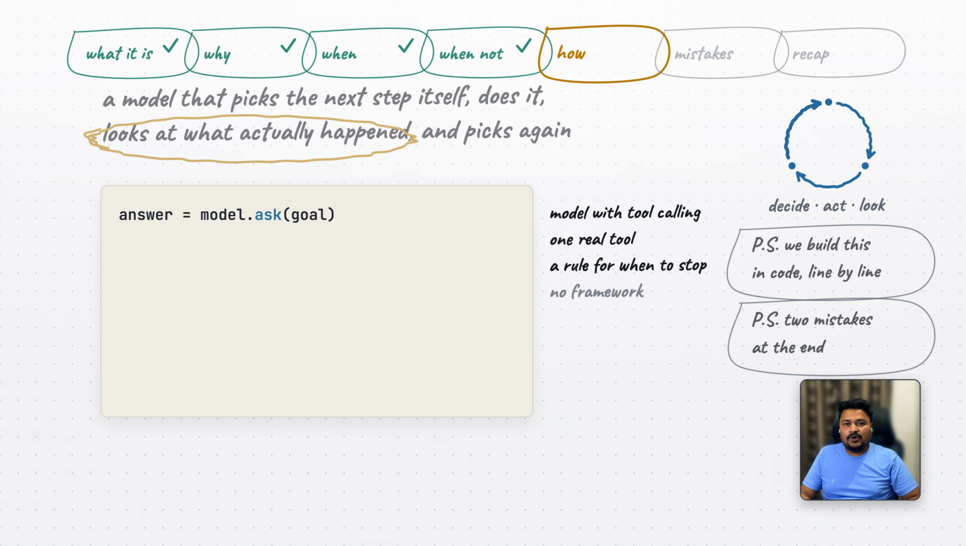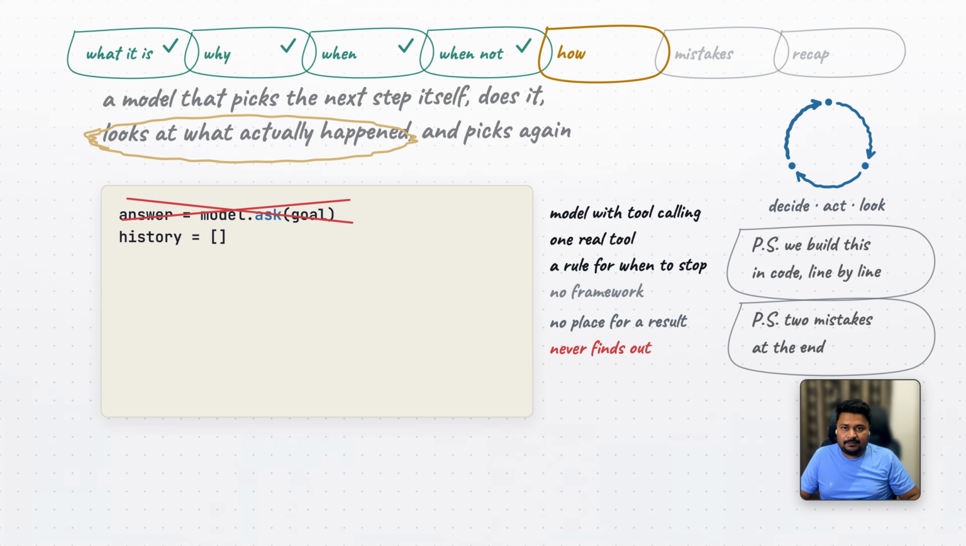One call, the model answers, and that's it. No tool, no loop, nowhere for a result to go. It never finds out it was there. Now add the two missing pieces. Keep a list of everything that happens. Call it the history. Then go round.